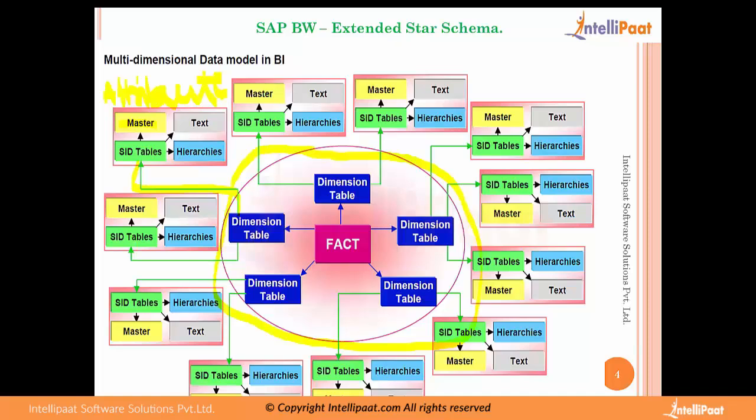So whenever we are talking about extended star schema, we have to remember that each of the dimensions are extended to the master data, and master data are of three types. One is master data attribute, master data text, and master data hierarchy. What do you mean by master data attribute? Master data attribute is nothing but a detail about the dimension, nothing else.